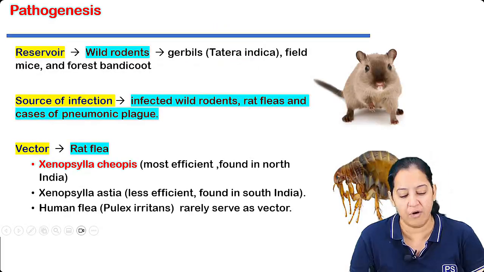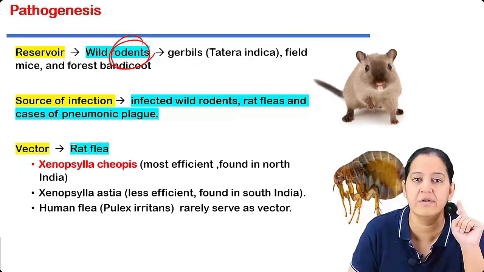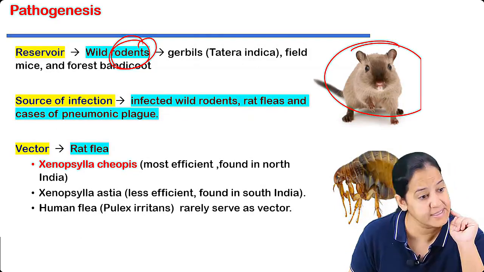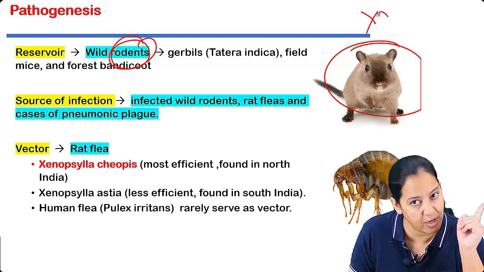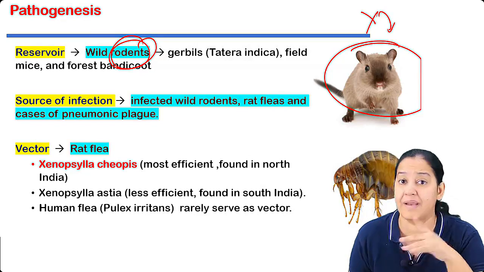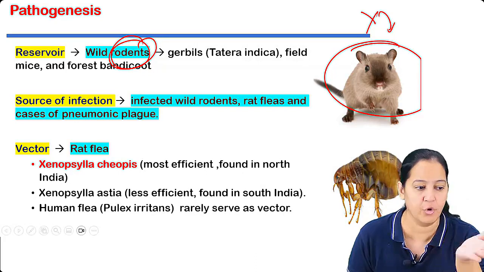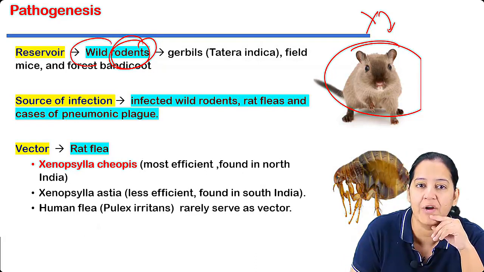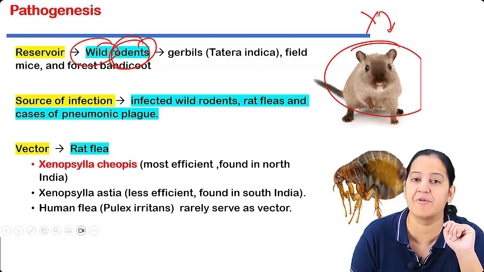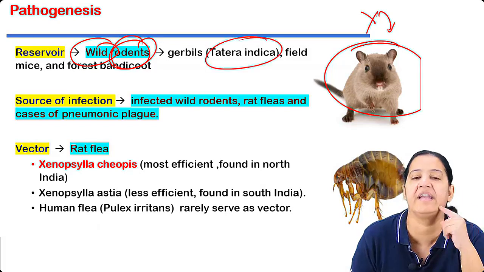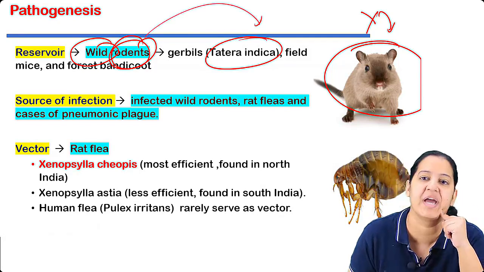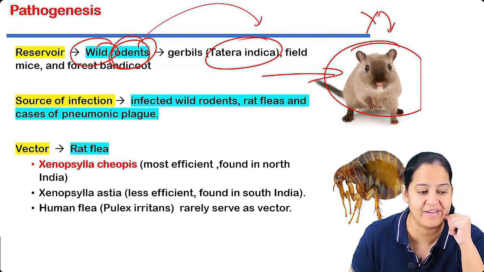It is a disease of rodents. Rodent means rat. So the natural host is rodent, not man. Which rodent? The ones in our homes? No. It's a wild rodent. It occurs in the forest. The scientific name of this rat is Tatera indica.